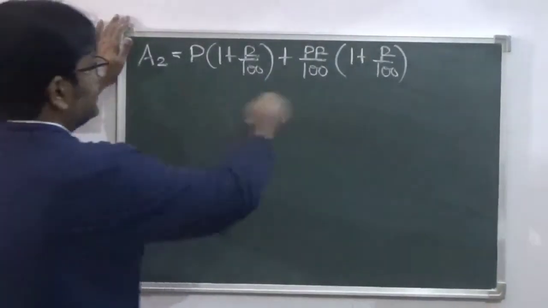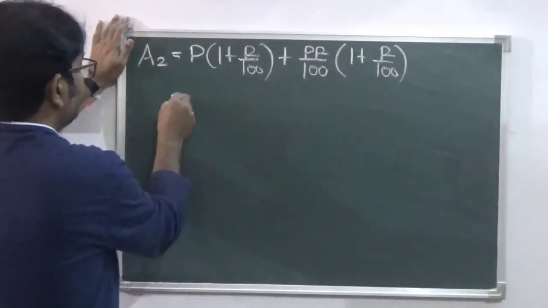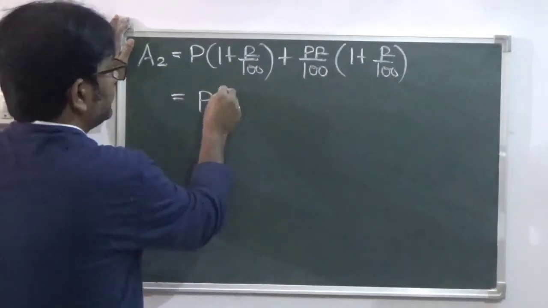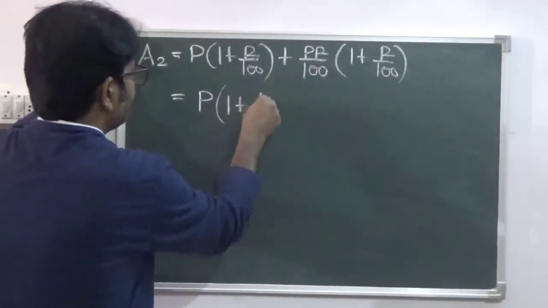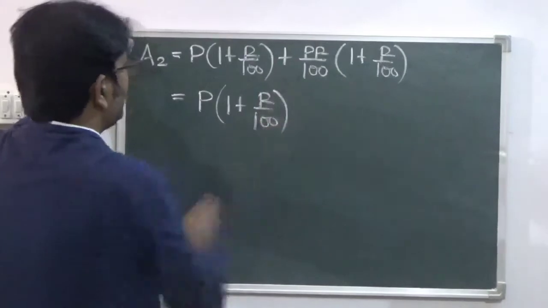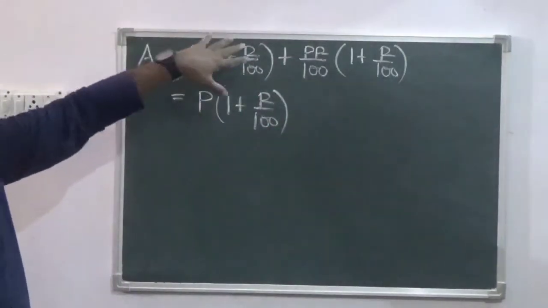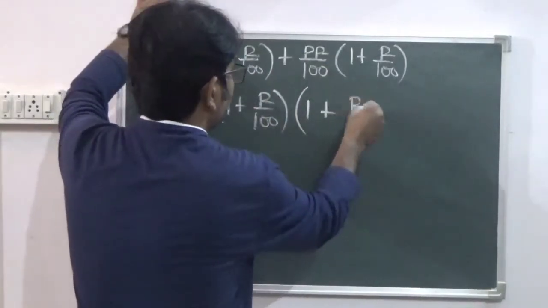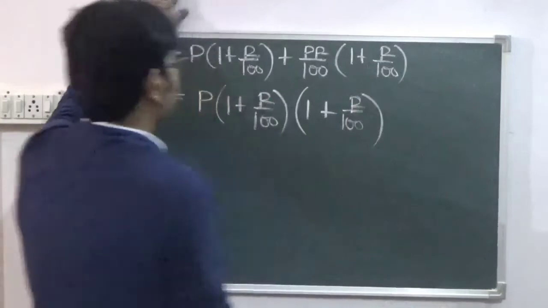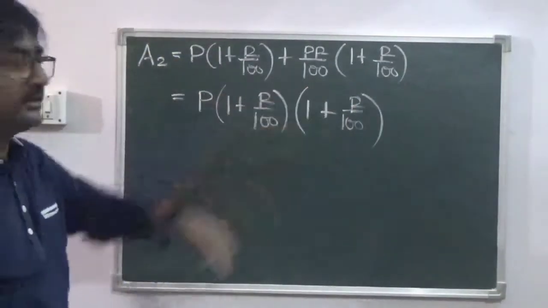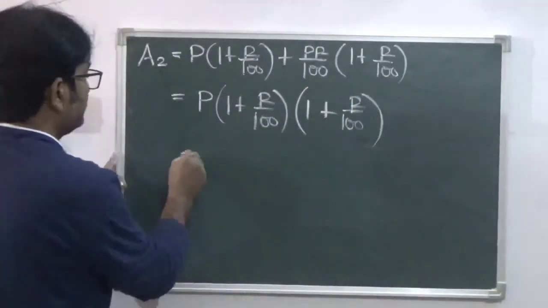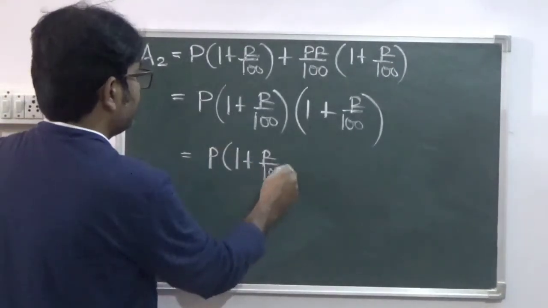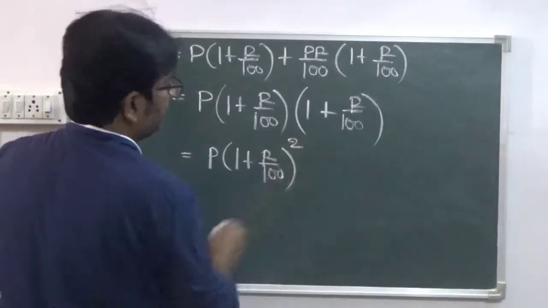So from here, if you take common 1 plus R by 100, first of all you take P common and into 1 plus R by 100. I've taken P into 1 plus R by 100 common, so it is left, from here it is 1 and from here it is R by 100. So it is P into 1 plus R by 100 into 1 plus R by 100, so it is coming to P into 1 plus R by 100 to the power 2.